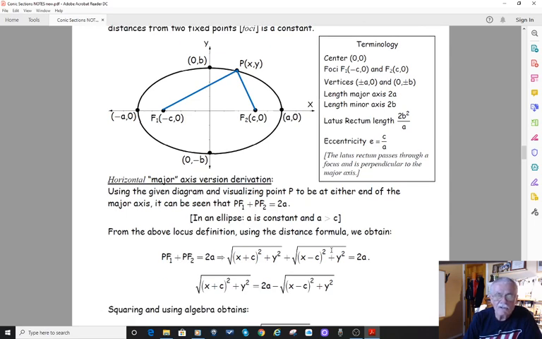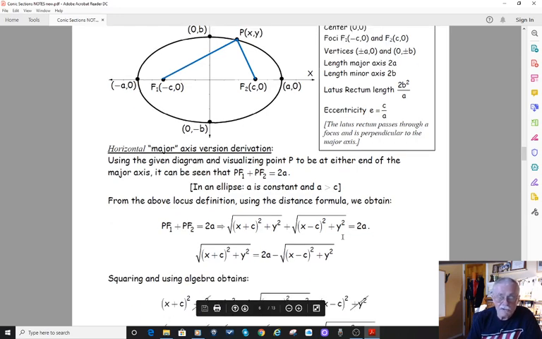Using the distance formula, PF1 is the square root of (y minus 0) quantity squared plus (x minus negative c, which is x plus c) quantity squared, under radical because it's distance, and PF2 would be the square root of (y minus 0) quantity squared plus (x minus c) quantity squared, and their sum would be equal to 2a. Okay, so that's where this comes from.